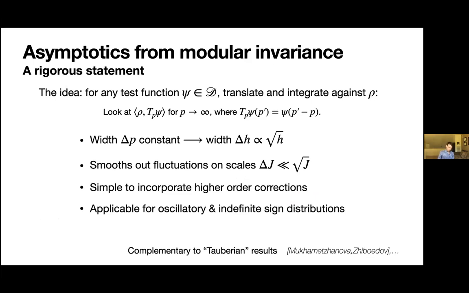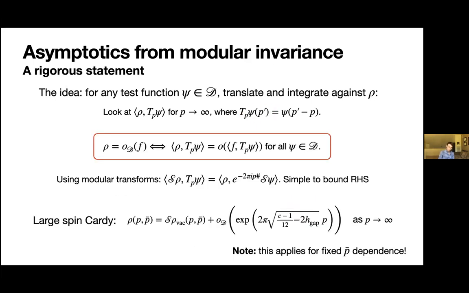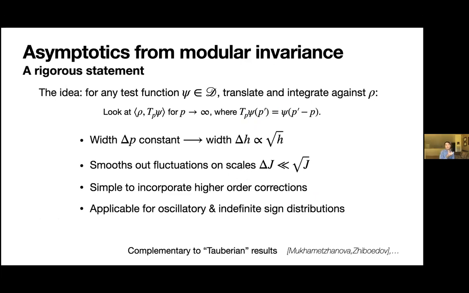A few features of this: because we're fixing this test function psi and then translating it, we're not translating the test function and making it narrower at the same time. We're fixing the width in P. When we go back to the usual variables of spin or dimension, the width is actually growing with the square root of dimension, the square root of spin. So what it's doing physically is smoothing out fluctuations which happen on scales much smaller than the square root of spin. So in particular, things like differences between odd spins and even spins are going to get washed out in these sorts of asymptotic formulas.